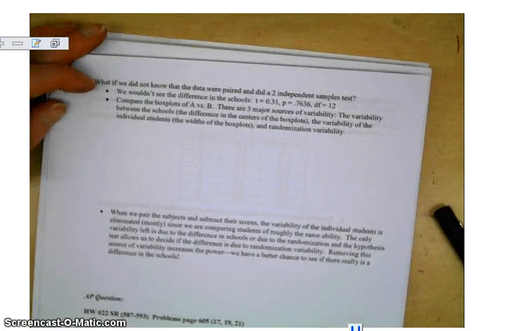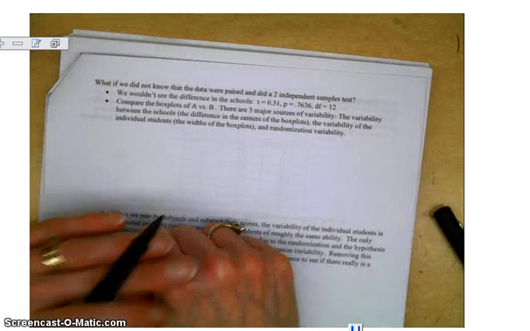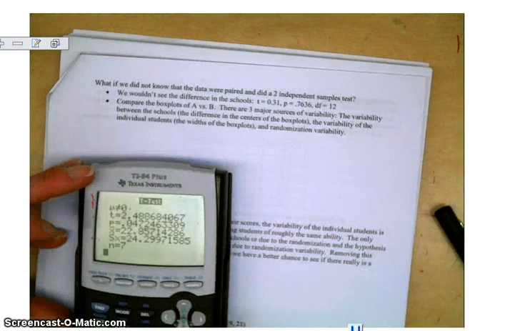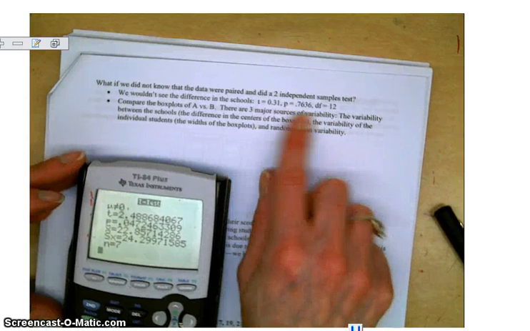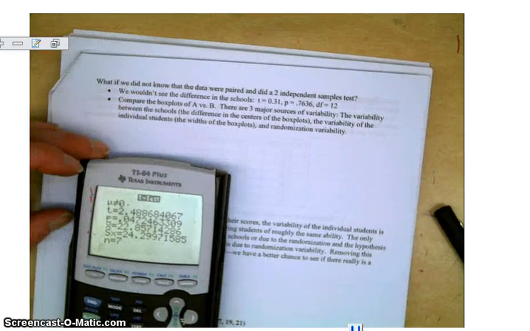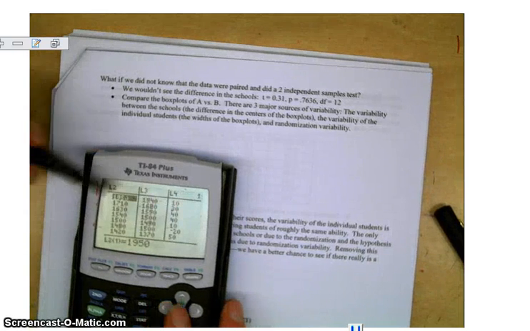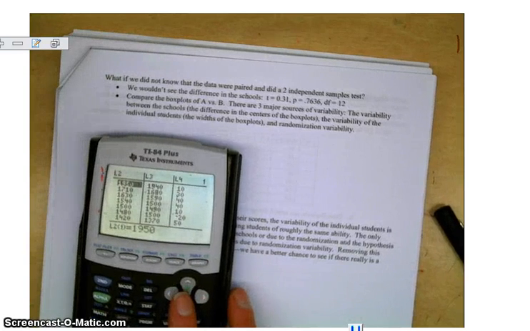All right, so now at the top of the next page, what if we didn't know that the data were paired? What if someone just gave you that table and said, compare these two schools? And we did a 2 independent samples test. I'm not sure where this data came from, but it says we wouldn't see the difference in the schools if we did a 2 sample test, and I'm going to do that. Actually, I'll show you that I did this. I entered the data in my list 2 and list 3. So I entered the 2 original data in there.